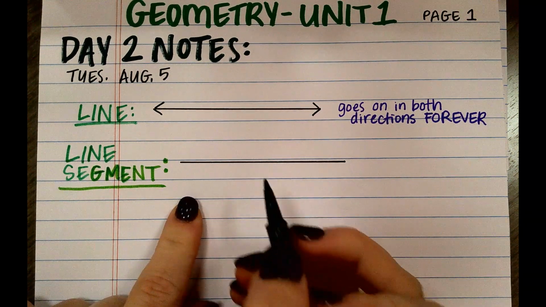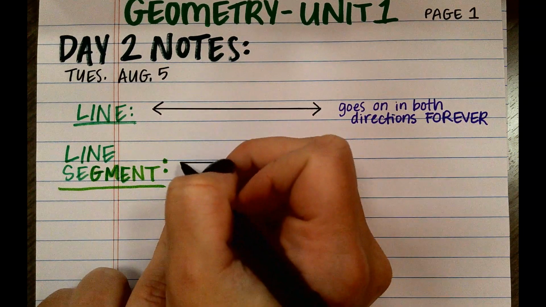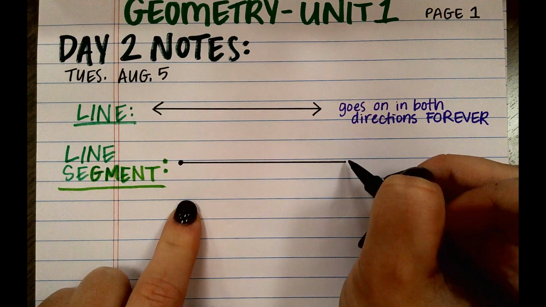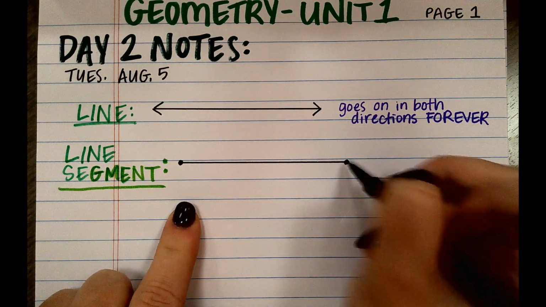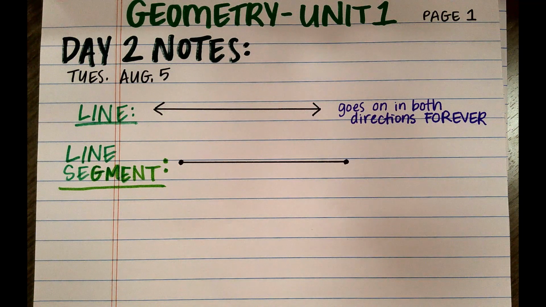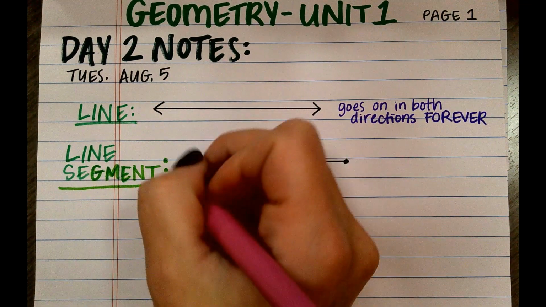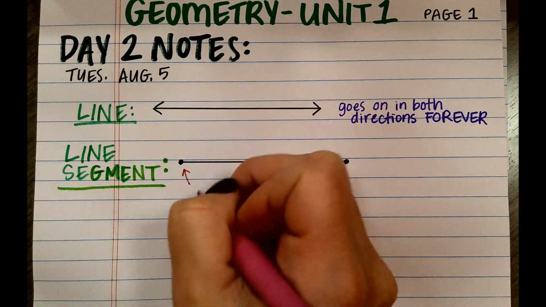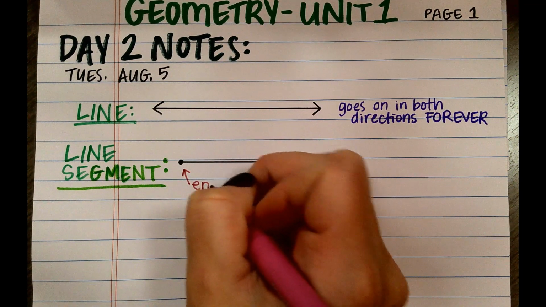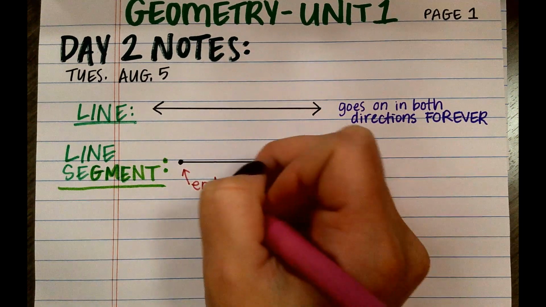But just to make it a little more obvious, I'm going to draw end points. I'm also going to label my end points so that we can remember that that's what these are called, end points. It's the points at the end of the segment. So, end point.